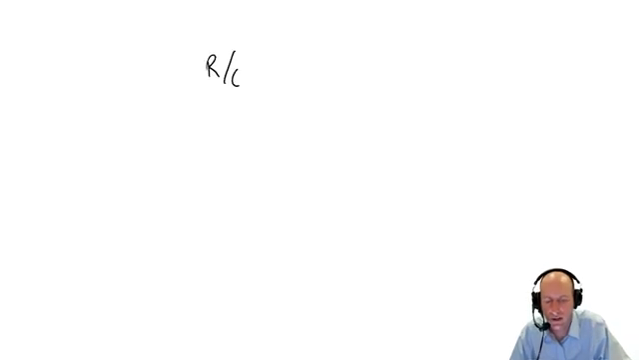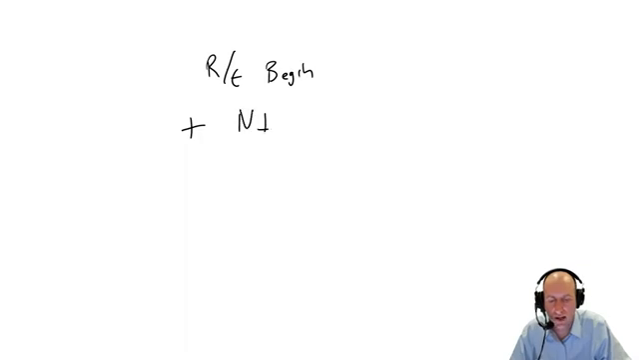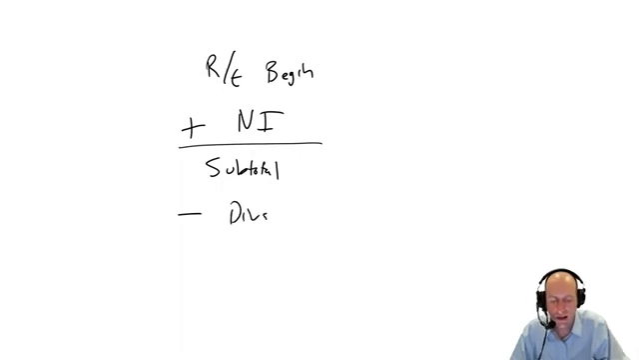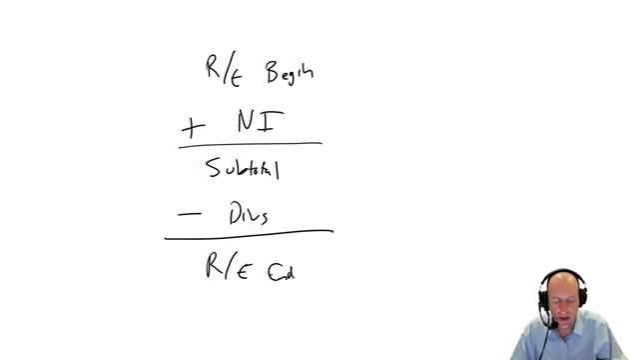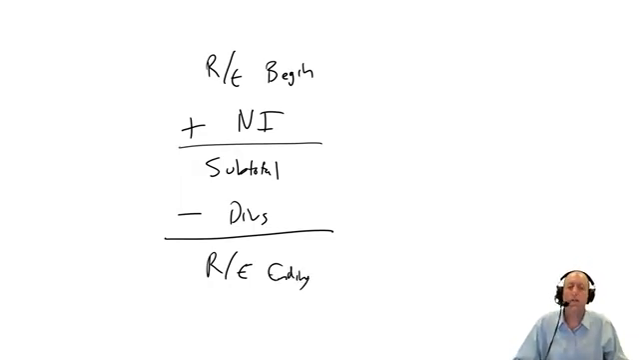We have retained earnings beginning plus net income. I'm actually going to have a subtotal. Minus dividends equals retained earnings ending. So for any year, retained earnings at the beginning of the year, you add net income, you deduct dividends, you get to your end of year retained earnings. There can be some other adjustments, but in intro accounting class, this is what you're looking at.